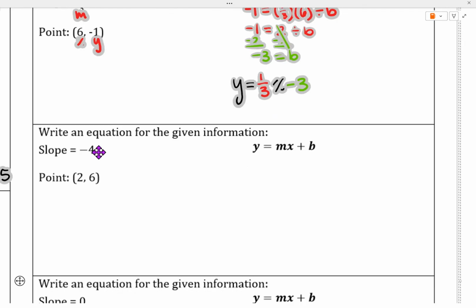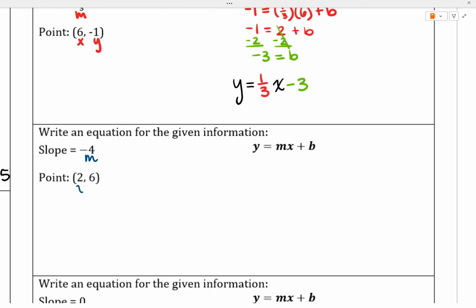Here we have a slope of -4 and an x and y value of (2, 6). We're going to do the exact same thing. We're going to plug them into the equation and solve for b, and then write the new equation with the slope and the y-intercept, b. So y is 6 equals m, which is -4, times x, which is 2, plus b. -4 times 2 gives us -8, equals 6, and we have this plus b on the end.